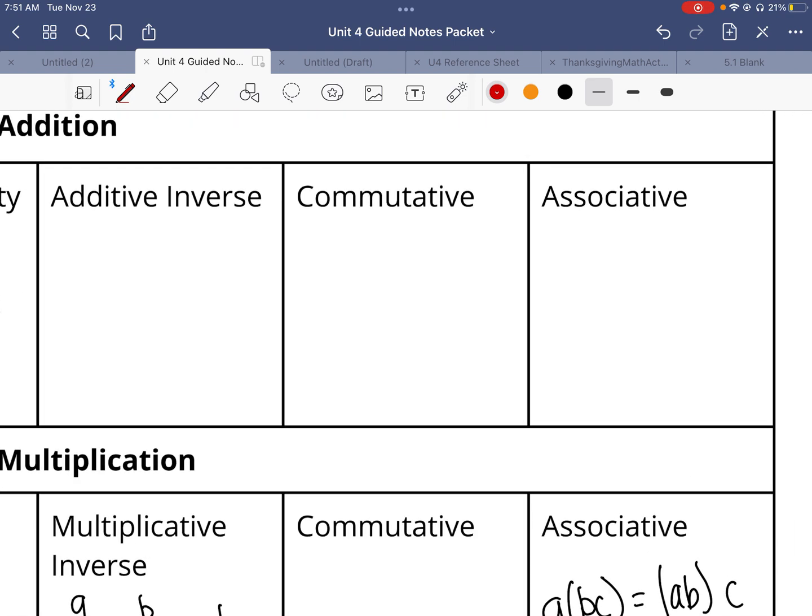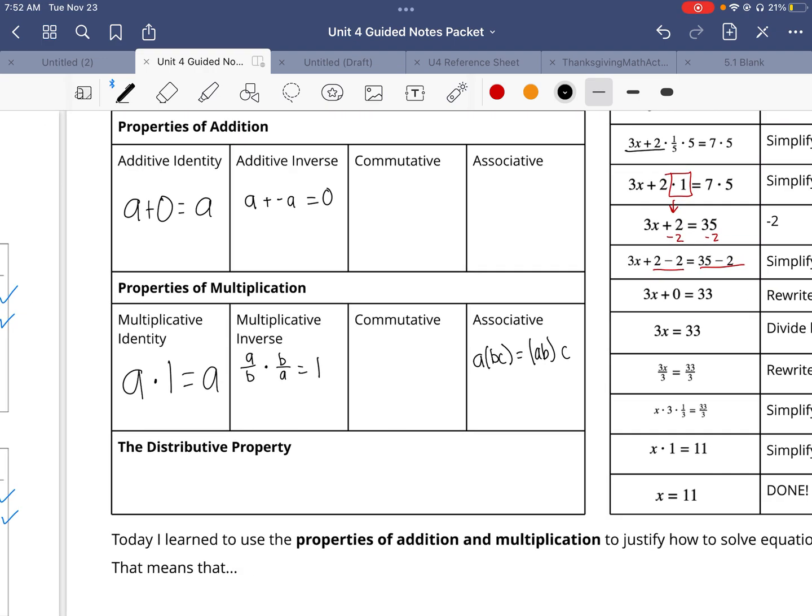So let's talk about the additive inverse. So the additive inverse says that a plus a negative a is 0. Okay, so what that's saying is it doesn't matter what number you take. You could take, I don't know, let's do like 1,000. If you take a negative 1,000 and a positive 1,000 and put them together, you are always going to get 0. It does not matter which number you do. Anything that you take the negative and the positive and put them together, you're going to get 0.